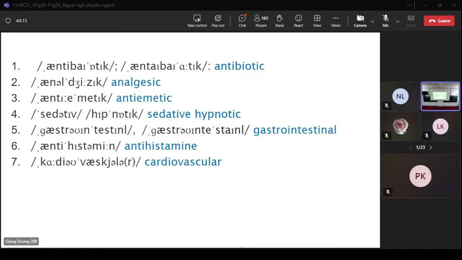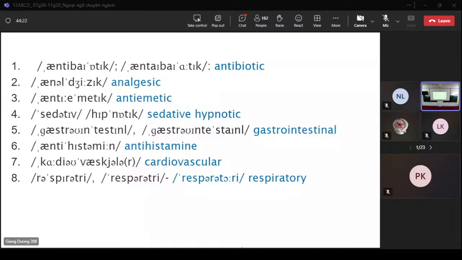Cardiovascular, easy. For this word, we have some ways to pronounce respiratory or respiratory or respiratory. Very easy way, respiratory.